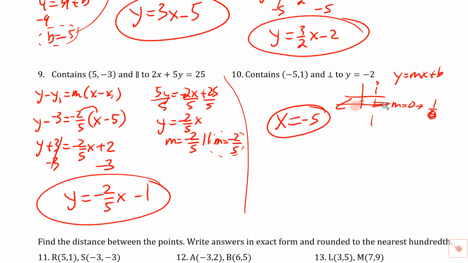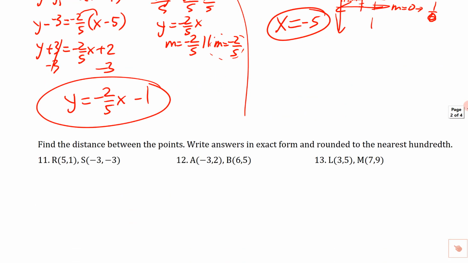So if you have y equals negative 2 and you want a line to be perpendicular to that, well, we'd have a line over here, a perpendicular line right there, x equals negative 5, and it would go through negative 5 comma 1. So we should be in good shape there. Again, that's a nice quick one. Let's go ahead and take a look at this.